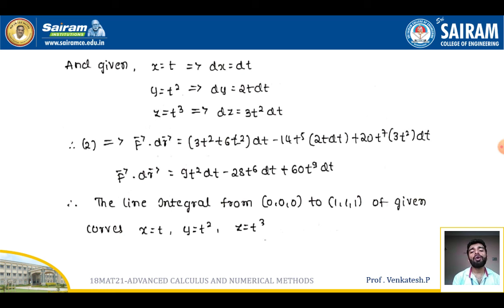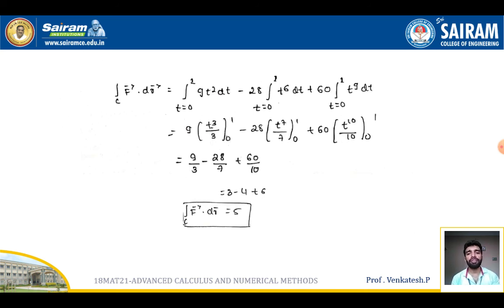So now we have to find the limits also. With the points 0, 0, 0 and 1, 1, 1, I mean x is equal to 0, x is equal to 1, y is equal to 0, y is equal to 1, z is equal to 0, z is equal to 1. In this equation, I'll be getting t varies from 0 to 1 for all the points. So now applying the limit 0 to 1 on both sides, the integration of vector f dot dr is equal to integration t from 0 to 1 of 9t square dt minus 28 into integration from 0 to 1 of t power 6 dt plus 60 into integration from 0 to 1 of t power 9 dt.